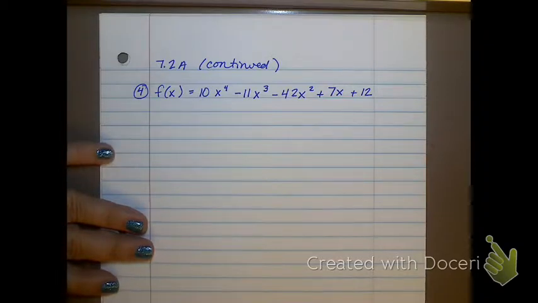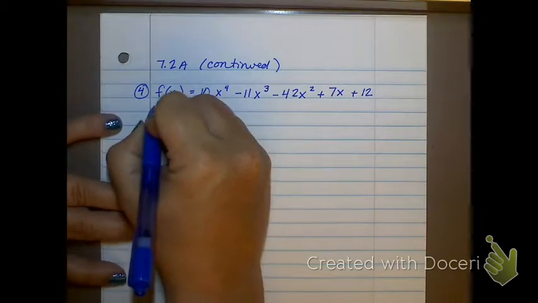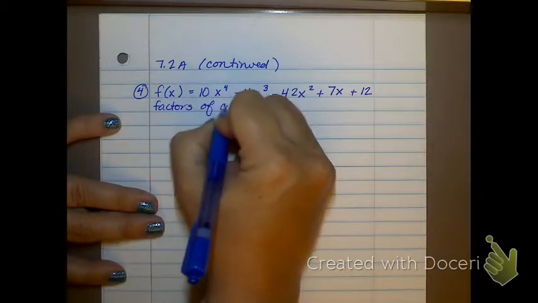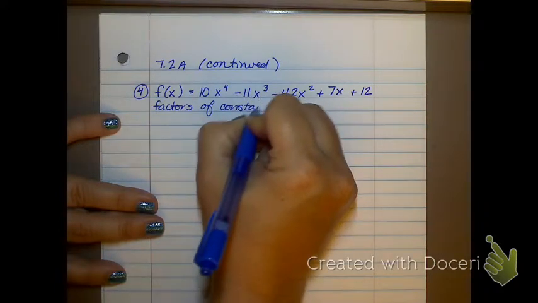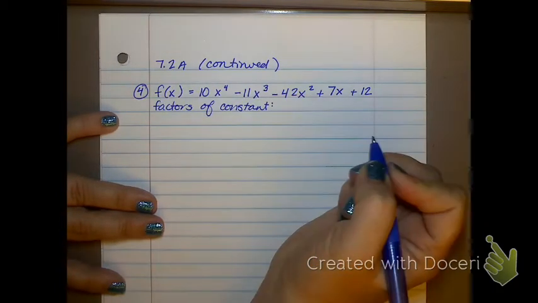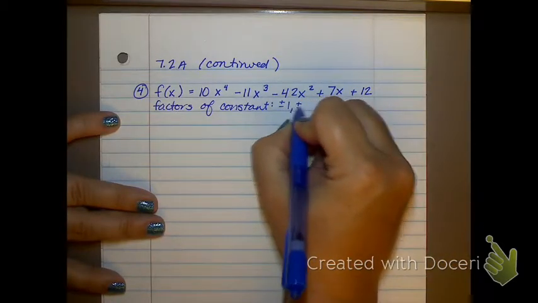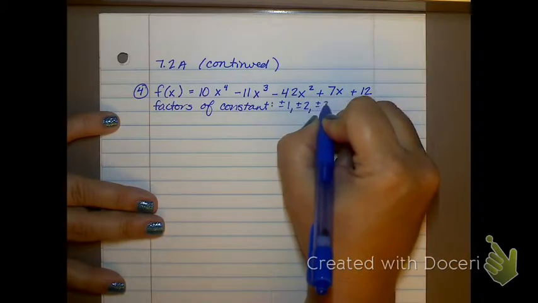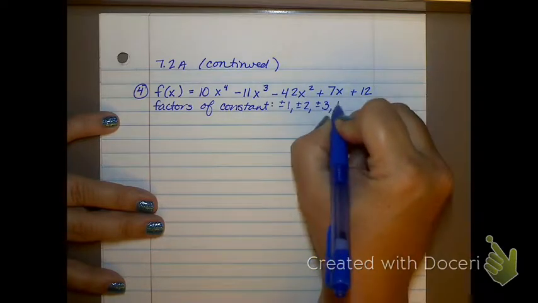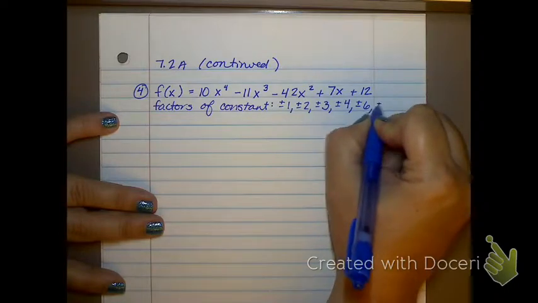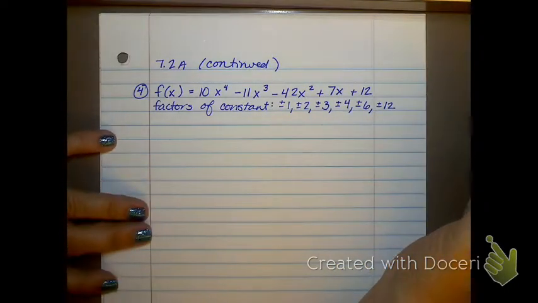Come up with my list of possible rational roots, right? So I need to start off with the factors of the constant. What is my constant? 12. So what are my factors? 1, 2, 3, 4, 6, 12. Yeah?